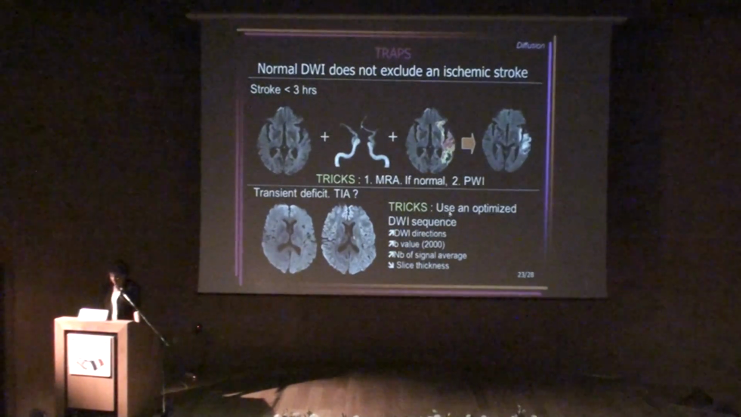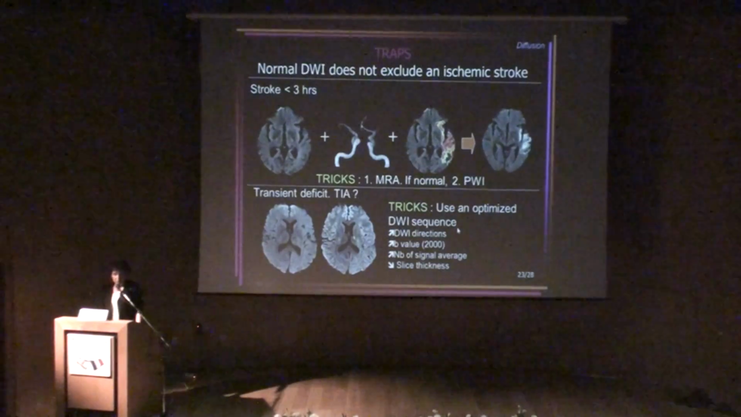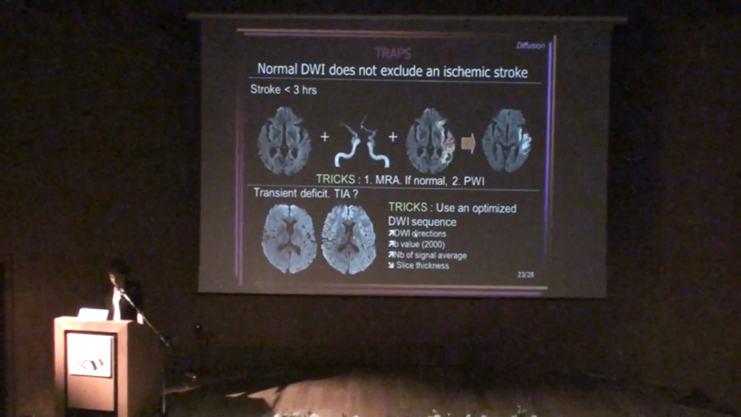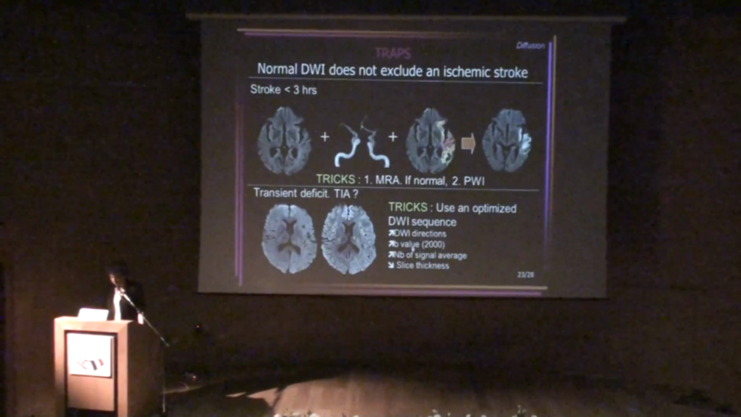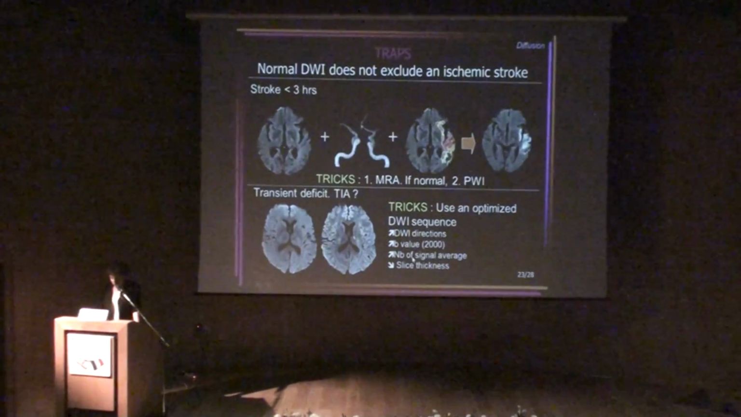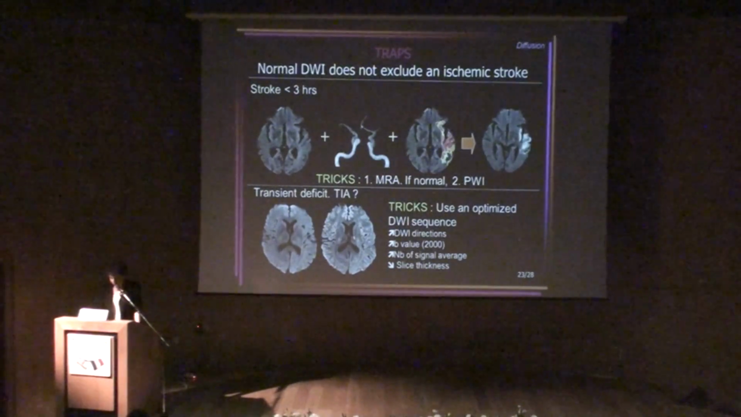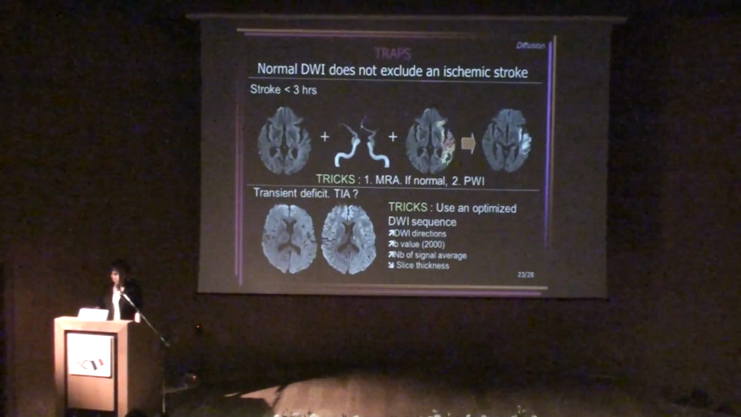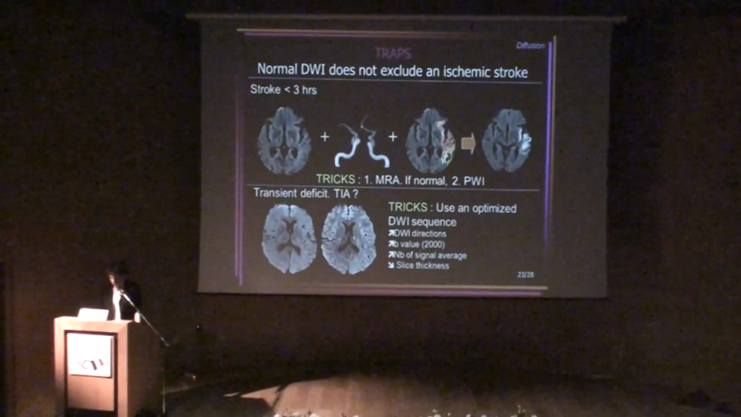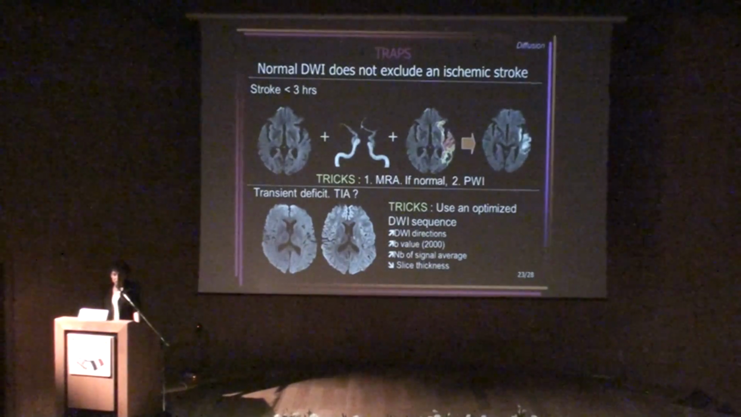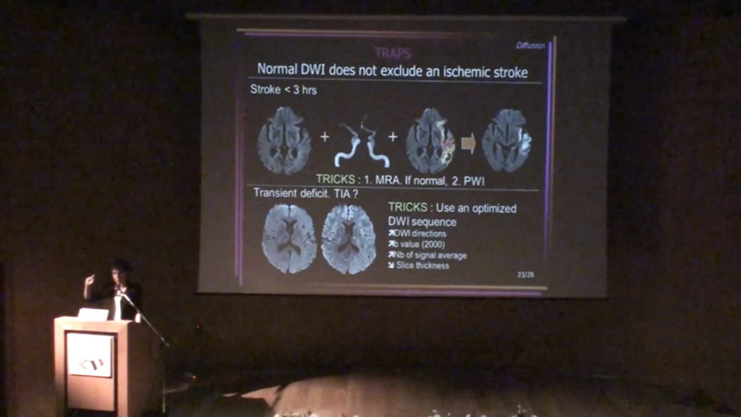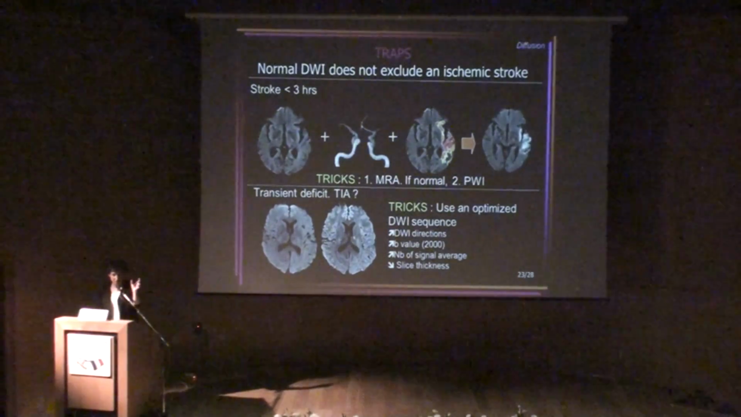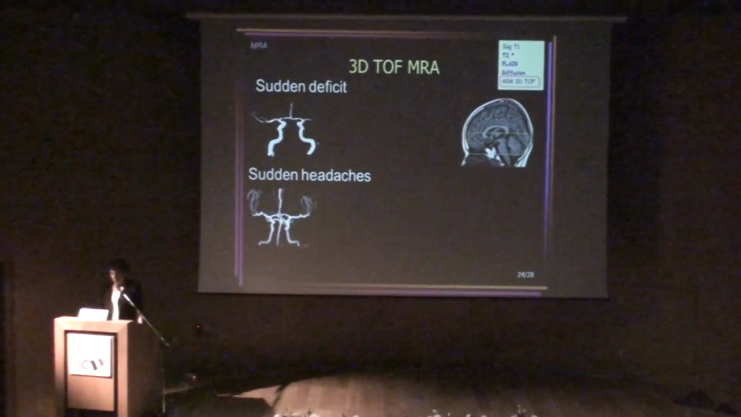Some of you may wonder what's an optimized diffusion sequence. In fact, there are many ways to optimize it. You can increase the number of diffusion directions, you can increase the b-value, as we talked about this morning. You should increase the number of signal averages, and of course reduce the slice thickness to have a better resolution. In fact, the easiest way to optimize your diffusion is to set the time that you want to dedicate to that sequence and optimize it for this set of time.